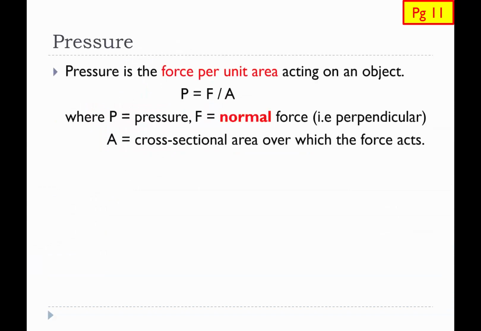So pressure. Pressure is the force per unit area acting on the object. So P equals F over A, that's the formula. P being the pressure, F being the normal force. So it has to be the perpendicular force that is acting across the cross-sectional area over which the force acts. So A being the cross-sectional area.